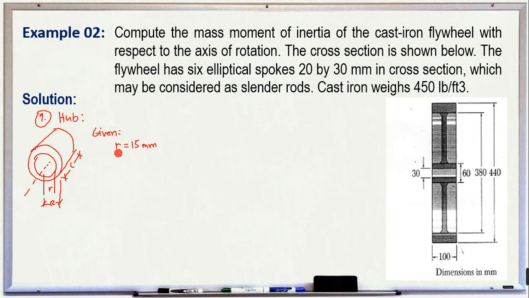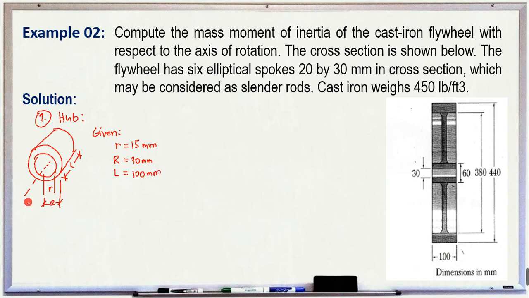Then our bigger radius, again we have 60 mm divided by 2, that is 30. So 30 mm. How about our length? So our length shown below, this one 100. So that is 100 mm.